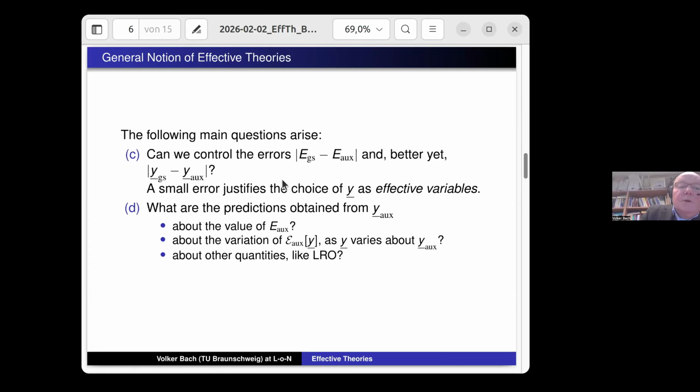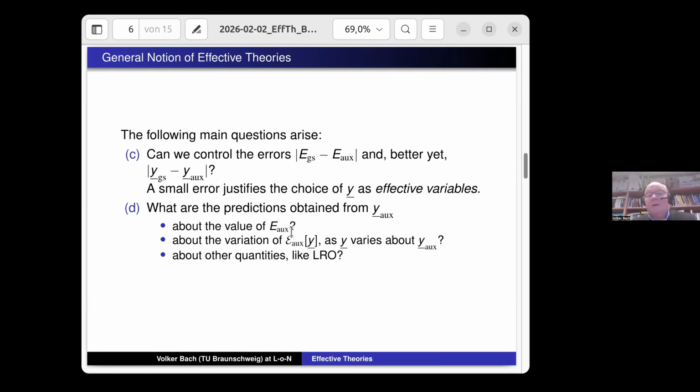And again, if we have small errors here, then the choice of y as effective variable is good. And once we have checked that the error is small, then we can proceed to analyze the auxiliary energy functional and its minima in their own right. So we are interested in the predictions obtained from the minimizer, namely what is the actual value of the auxiliary energy? Can we compute it explicitly?